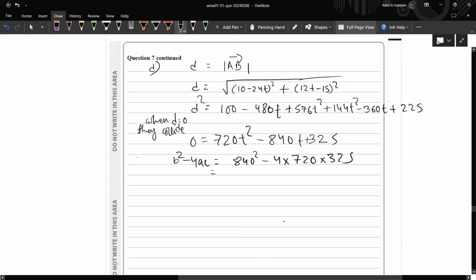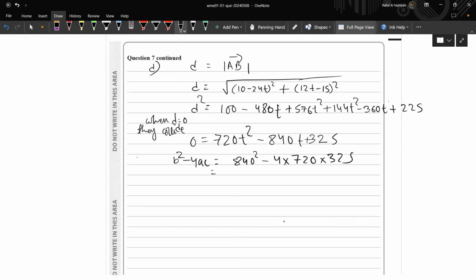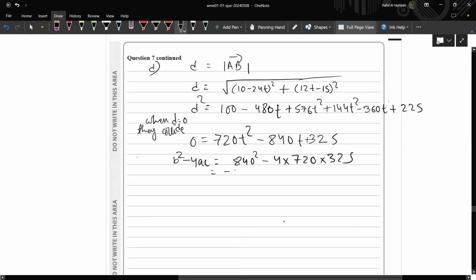And it looks like, no, I don't think so. Is it going to be? Okay, no, I don't think it's supposed to happen. Let me just check. 840 squared minus 4 times 720 times 325. Oh, yes, it is. So we do get a negative value here. I thought that 840 squared would be bigger than this. Yeah, so it actually comes out to be minus 230,400. I don't remember getting this number.